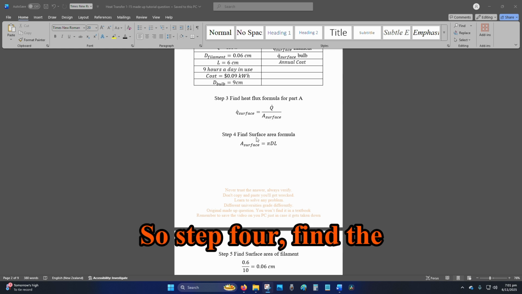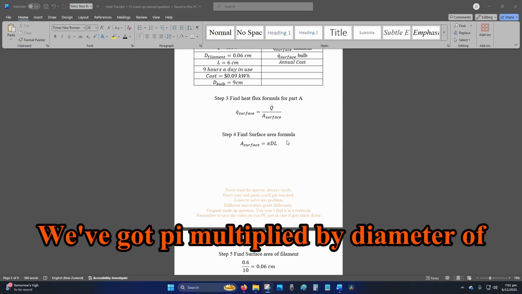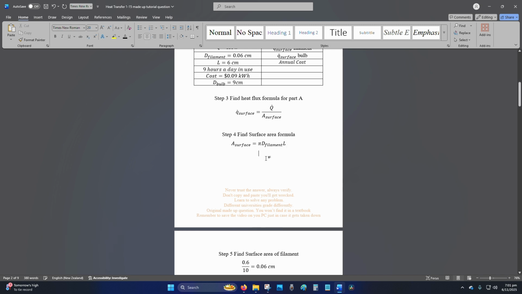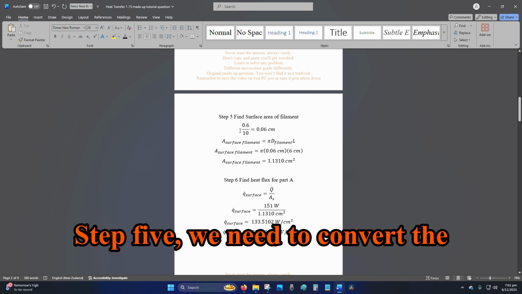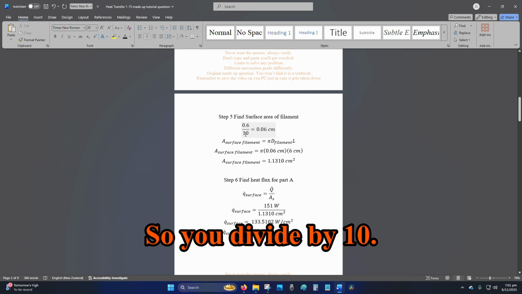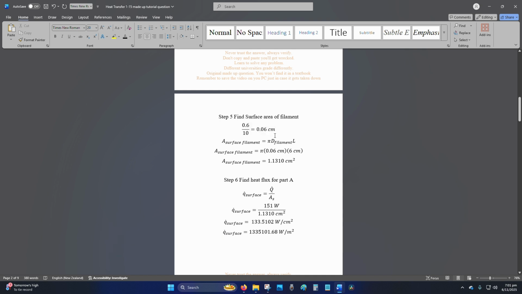So step 4, find the surface area formula. We've got pi multiplied by diameter of the filament multiplied by the length. Step 5, we need to convert the millimeters to centimeters to match the units. So you divide by 10, you'll get 0.06 centimeters.